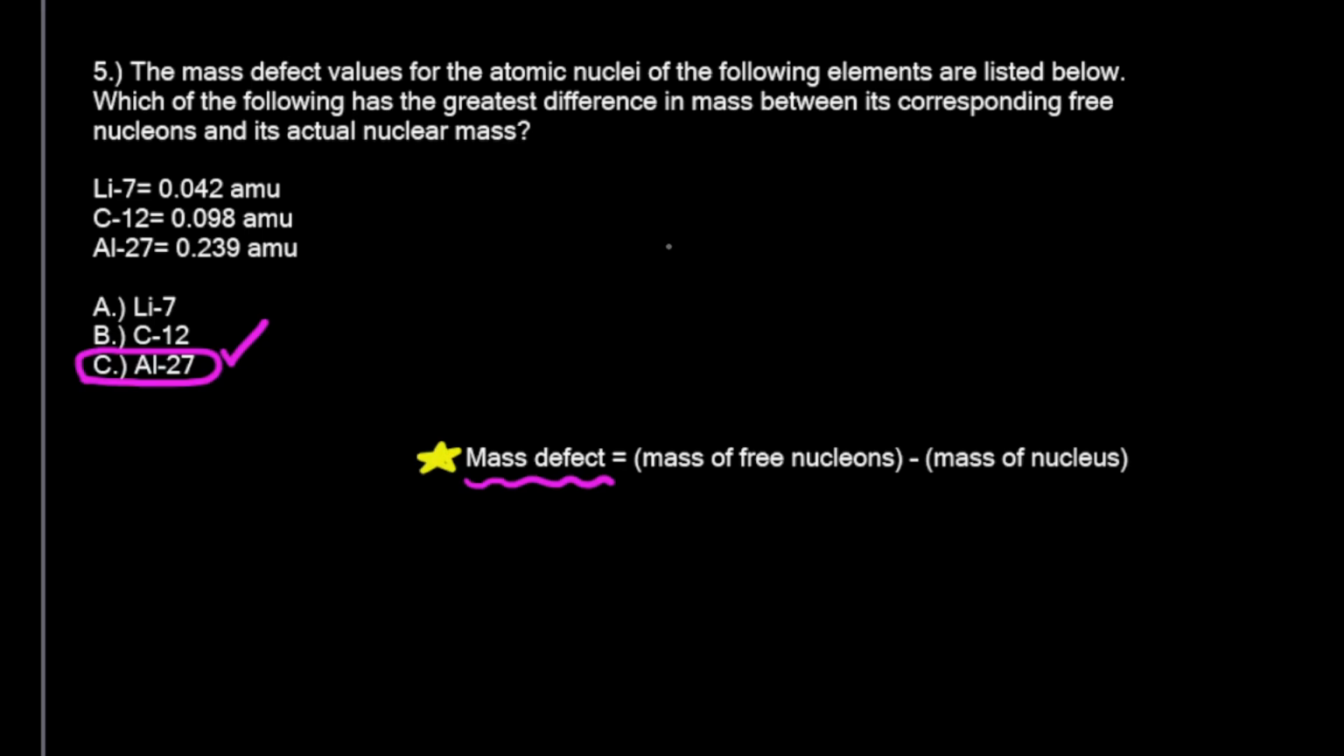So this question is basically asking you which of the following atomic nuclei has the greatest mass defect. The mass defect values are given, and we are only asked to pick the option with the highest mass defect value. So answer choice C is the correct answer because it has the highest mass defect value.